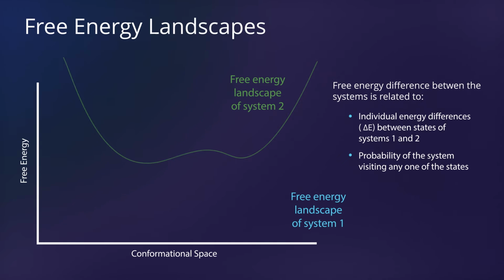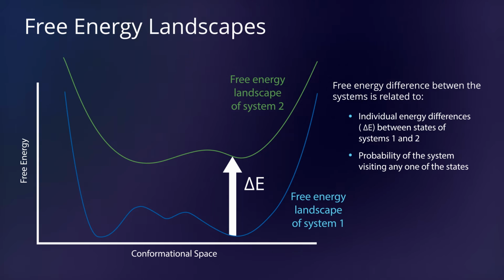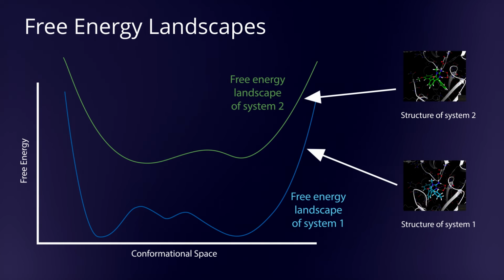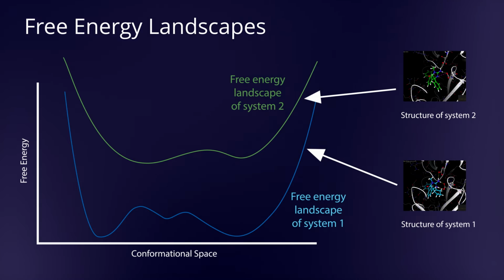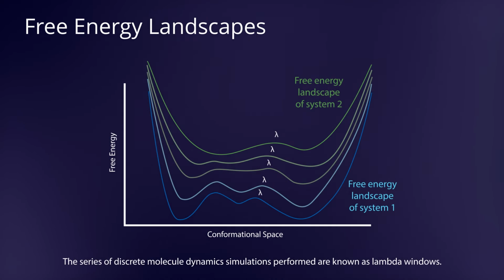Molecular dynamic simulations provide us with a free energy landscape for each system and a better understanding of the energetically preferred conformational space for our complex. Ligand 1, ligand 2, and the protein itself are in motion, so the snapshots represent a slightly different conformation of each species. This series of discrete molecular dynamic simulations performed are known as lambda windows. This makes the change in energy states even smaller and more computationally feasible.